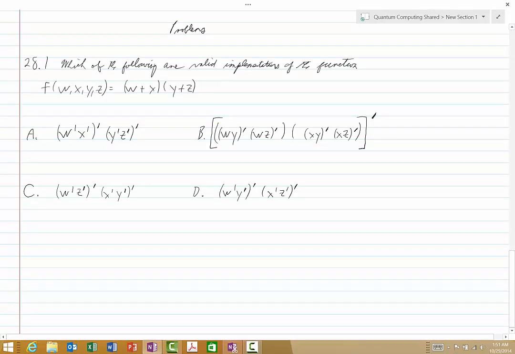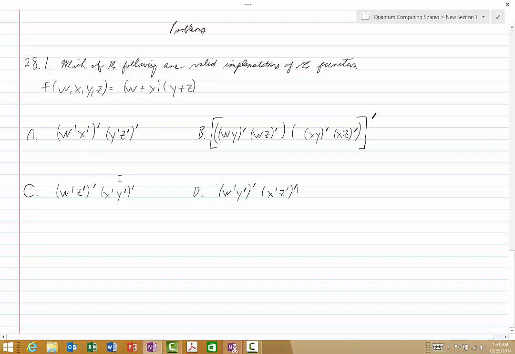Okay, so we'll have one in-class problem on this idea. The question is, which of the following are valid implementations of the function f of wxyz equals w over x anded with y or z? And these are the four choices. I'll give you a hint that more than one of these is correct. You should circle all of them that are valid implementations.